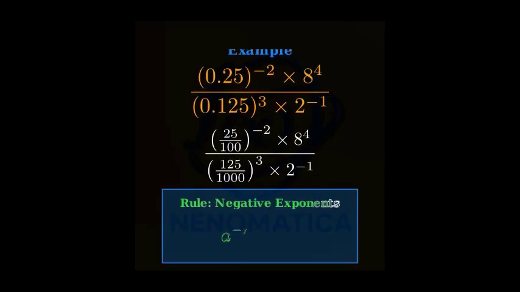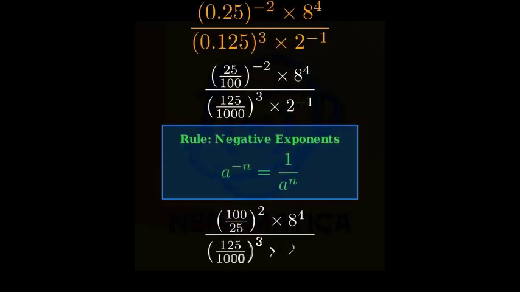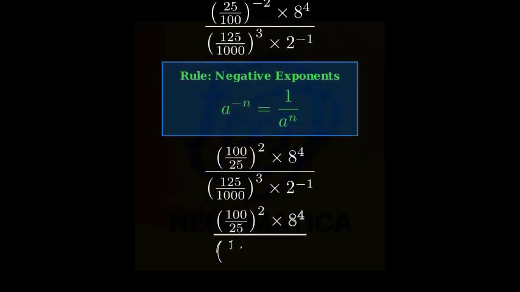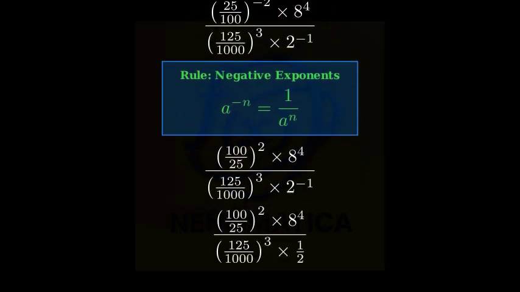Now, let's deal with the negative exponents. Remember that when we have a negative exponent, we can rewrite it as 1 over the base raised to the positive exponent. So, 25 over 100 raised to negative 2 becomes 100 over 25 squared. Similarly, we apply the negative exponent rule to 2 to the negative 1 power, which becomes 1 divided by 2 to the positive 1 power, or simply 1/2.